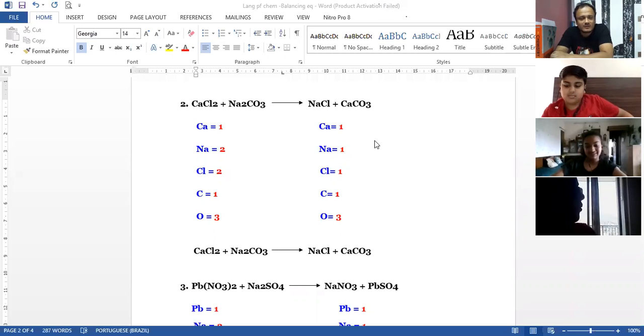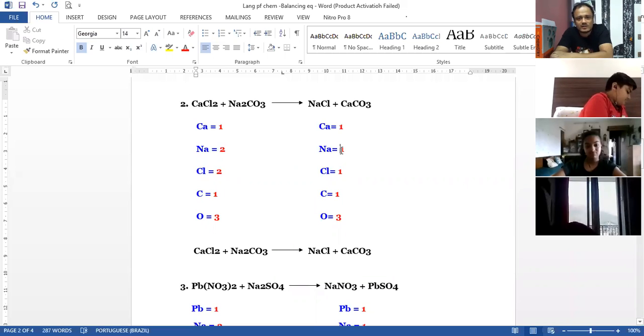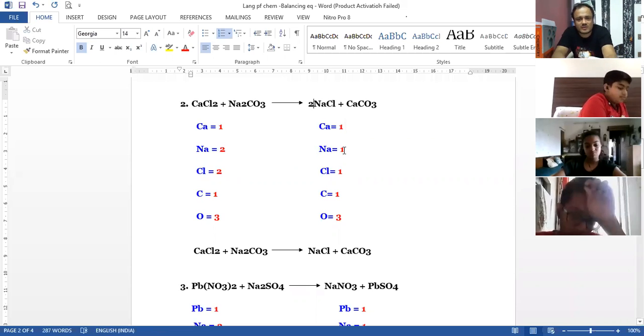Okay, so if you write down this equation, you can see calcium is already balanced. Sodium is 2 on the left hand side and 1 on the right hand side. So again, odd and even. So make the odd into even. So I have to make sodium 2. So I put 2 over here. So when I put 2 over here, sodium automatically becomes 2.